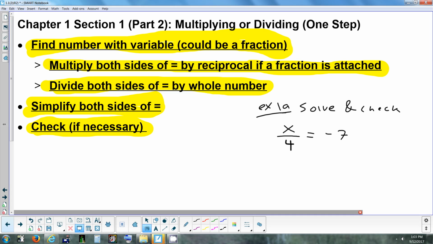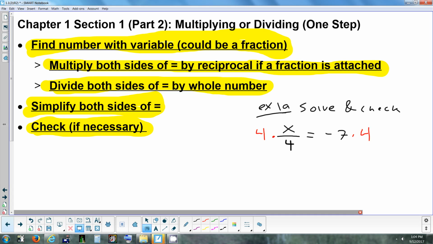Can somebody read to me what it says on the left-hand side there? Joe? X divided by 4 equals -7. Yeah, so the left-hand side says x divided by 4. So we've got division. Yesterday we gave you that phrase, you always do the opposite operation. So what's the opposite of dividing by 4? Yeah, multiply. I'm going to multiply by 4. And what else do I have to do? I've got to do it to the other side.